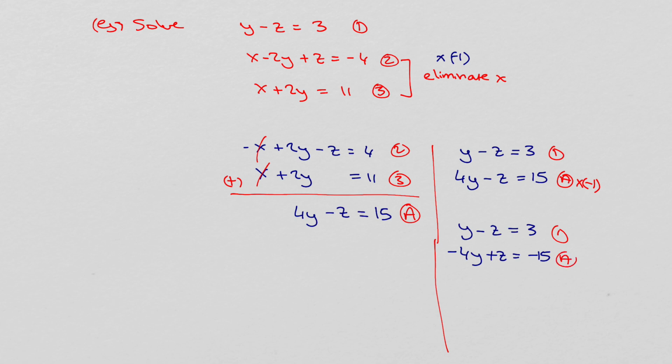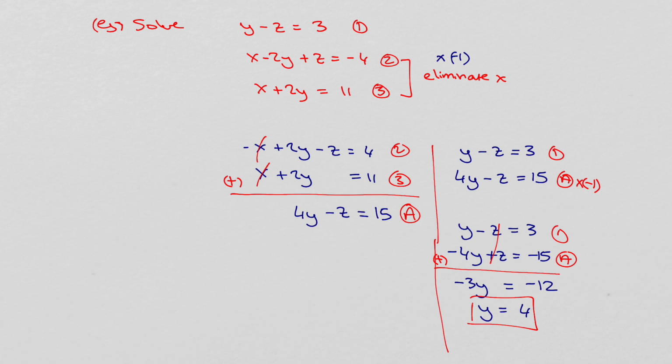And now if I draw a line underneath it and add my like terms, my z's are going to cancel to give me 0. Y minus 4y is minus 3y. 3 minus 15 is minus 12. And if I divide both sides across by -3, minus 12 divided by -3 gives me the answer 4 for y. Now I have one of my answers for one of my variables.